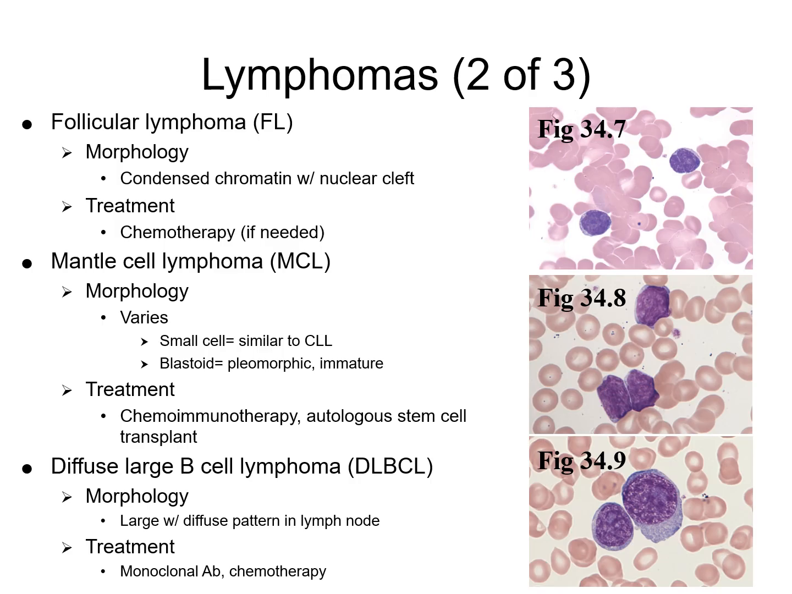The morphology on this is it's characterized by large lymphoid cells with a diffuse growth pattern, replacing the normal lymph node architecture. Cells have a large nucleus and prominent nucleoli. Standard treatment for this is immunochemotherapy. And as mentioned before, that is a combination of monoclonal antibodies and chemotherapy.